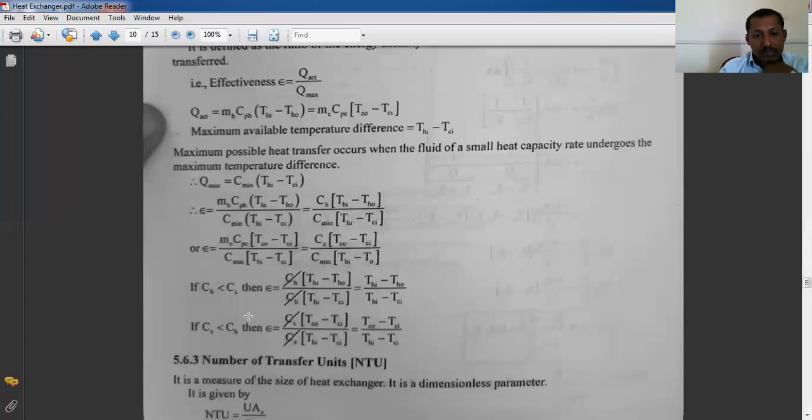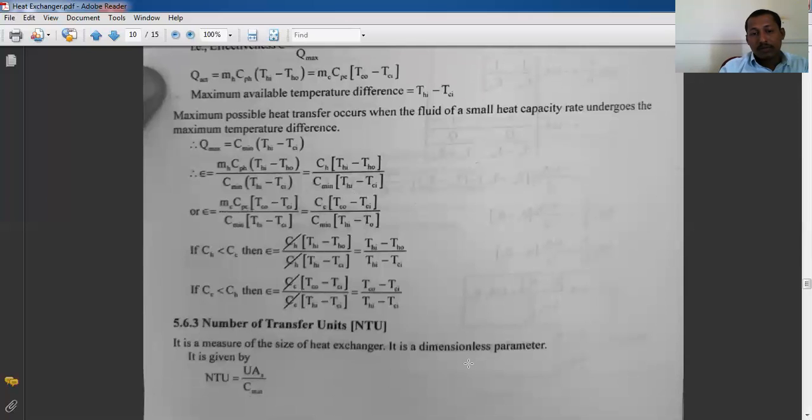So effectiveness is equal to, if Ch is less than Cc, then effectiveness is equal to THI minus TH0 divided by THI minus TCI. When Cc is less than Ch, it is TC0 minus TCI divided by THI minus TCI. Now all these formulas are available in the data handbook. Okay. So you go through the data handbook, you may use Hegde or the Kodandaraman data handbook, refer to those data handbooks and get the values.